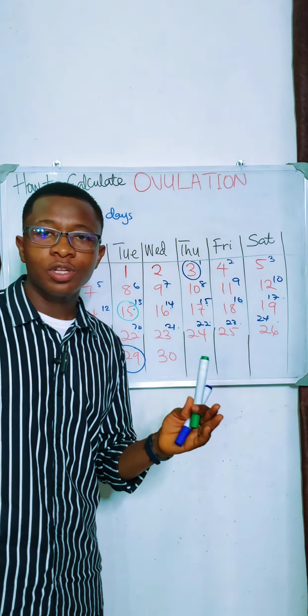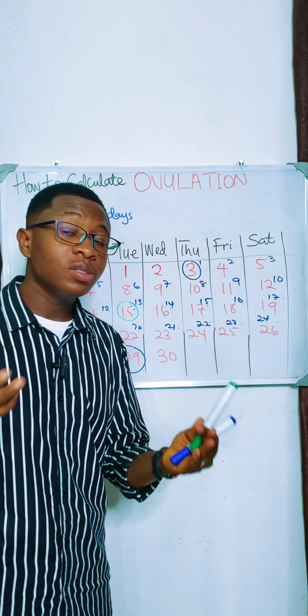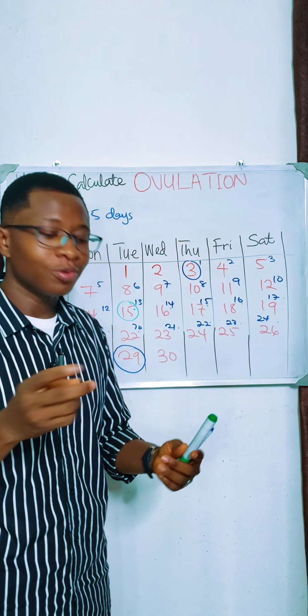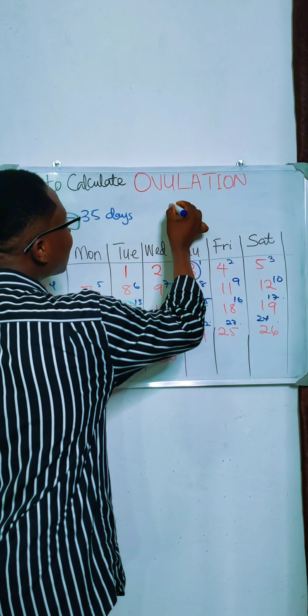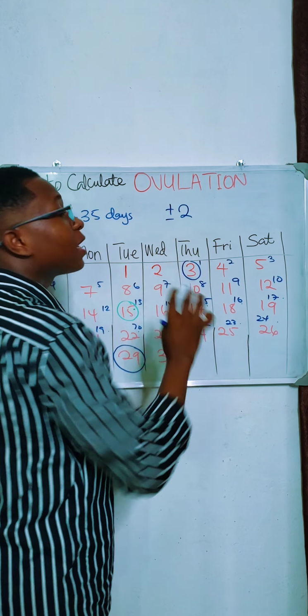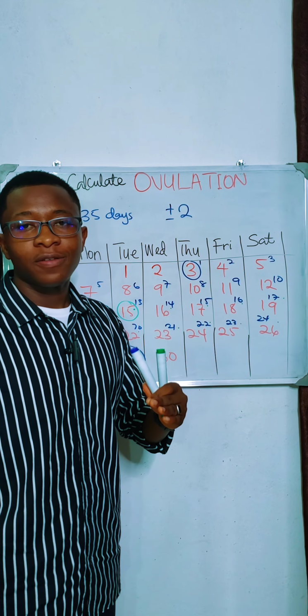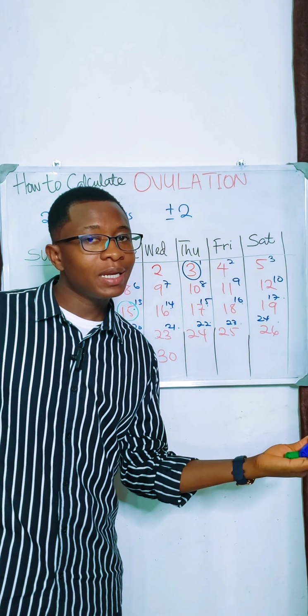However, ovulation is not precise. Yes. And so because it's not precise, we do what we call plus or minus 2. Now, the science students will understand better, but I will explain. This simply means that you will add 2 days in front and 2 days at the back.